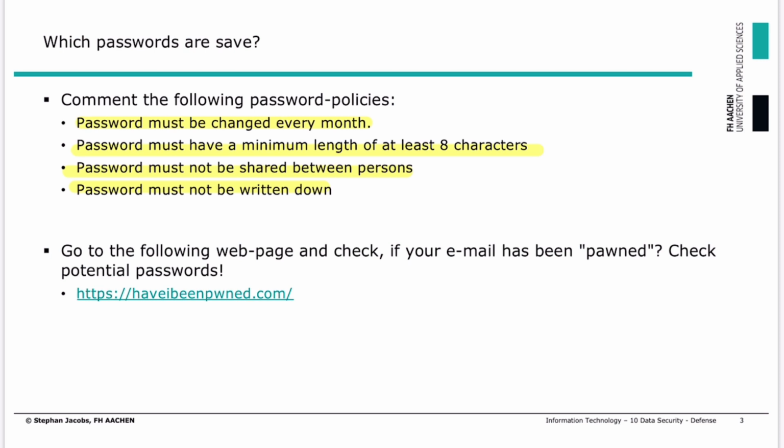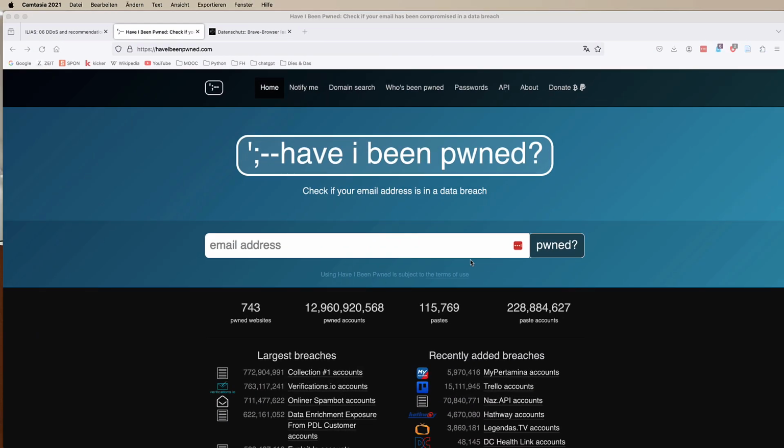Let's have a look at the following web page. It checks if emails have been pwned. That means if emails have been found and used and published by hackers. Have I Been Pwned? Basically, this web page brings together data from leaks which have been published. I'm not sure if all this data is available. There are similar web pages and similar services.